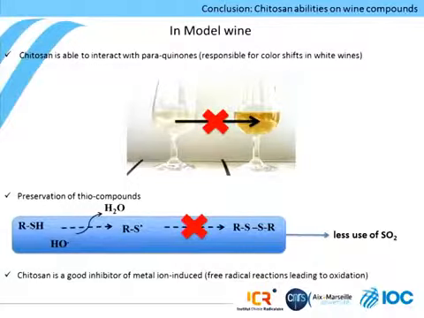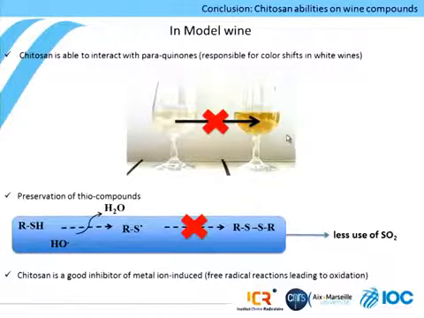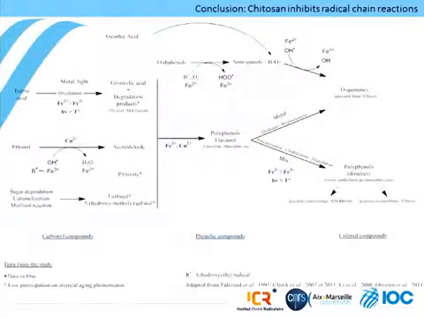To conclude, I wanted to shed light on the fact that using chitosan, you can have an interaction with para-quinones, which are responsible for color shifts in white wines, and it helps preserving thiol compounds better than using SO2. Plus, consider that chitosan is a good inhibitor of metal ion chelation, derived chelation.